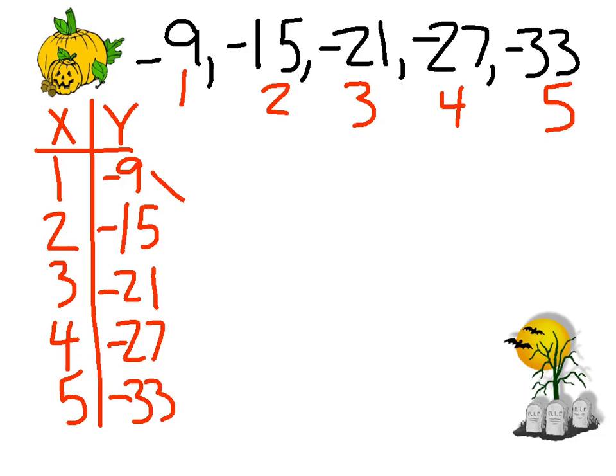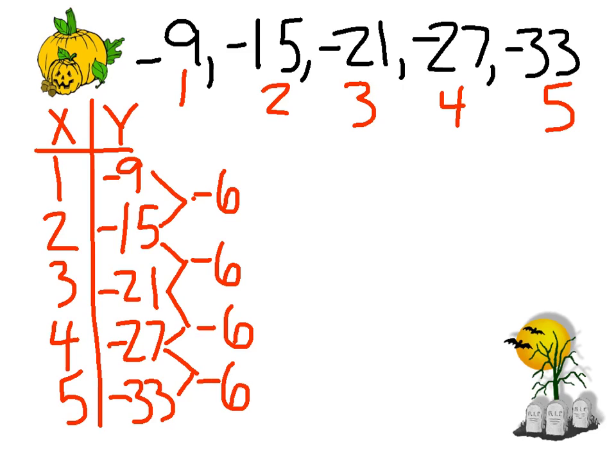Okay, next thing we need to do is take the difference of our y values. Negative 15 minus a negative 9 is going to give us what? Negative 15 minus negative 9. Remember, when we subtract a negative, it would be negative 6. Negative 6, right. Negative 21 minus negative 15. 6. Alright, negative 27 minus negative 21. 6. And negative 33 minus negative 27.